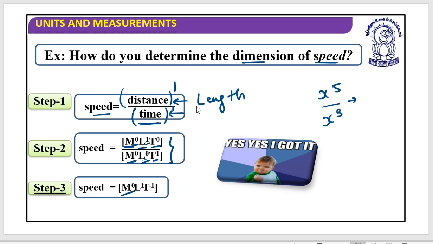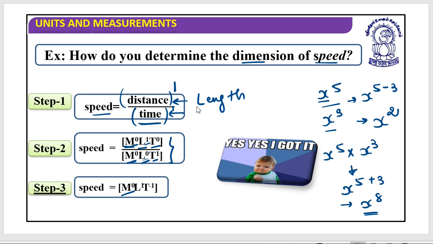So if it is something like that, this is x, this is x, so this should be represented as x to the power 5 minus 3, because it is a division, so this comes to x squared. But if it is something like x to the power 5 multiplied by x to the power 3, then this should be represented as x to the power 5 plus 3, and this comes to x to the power 8. I hope it seems clear.